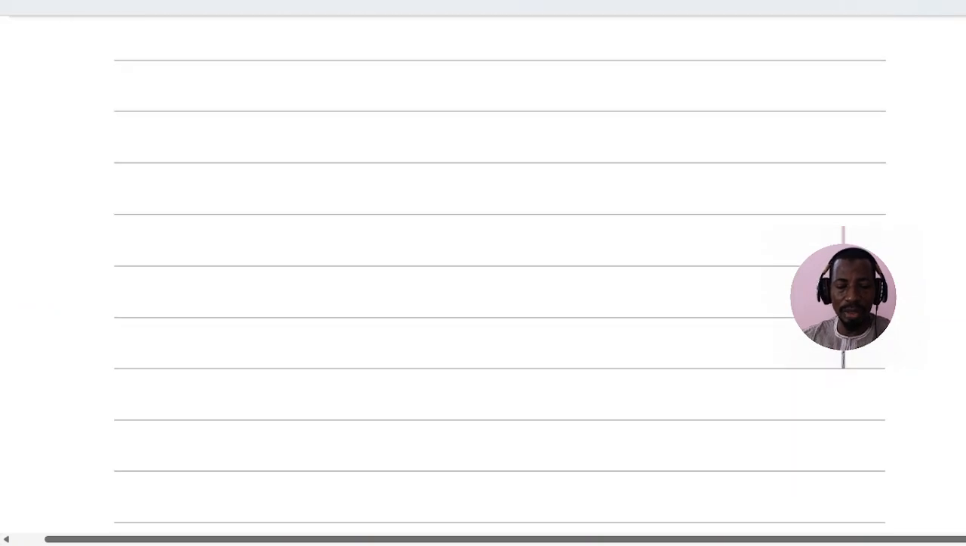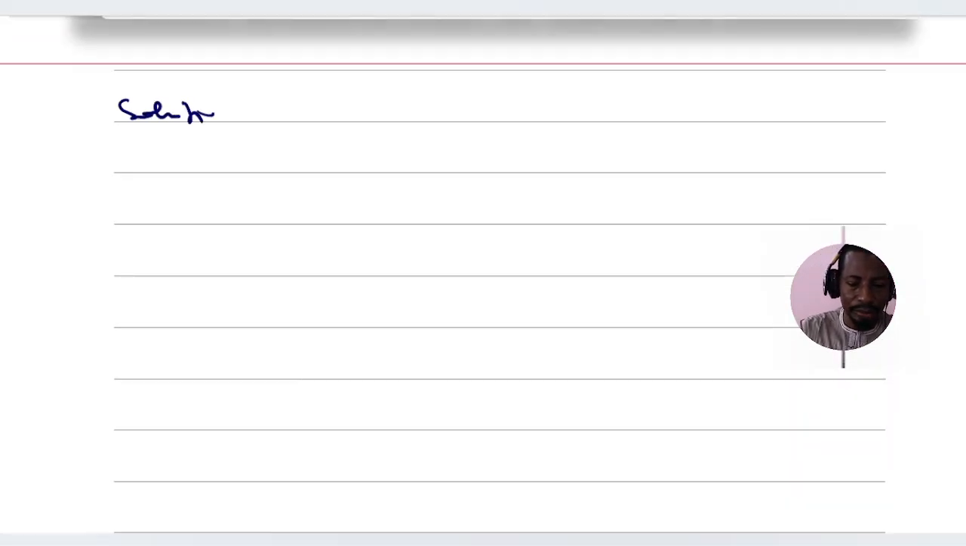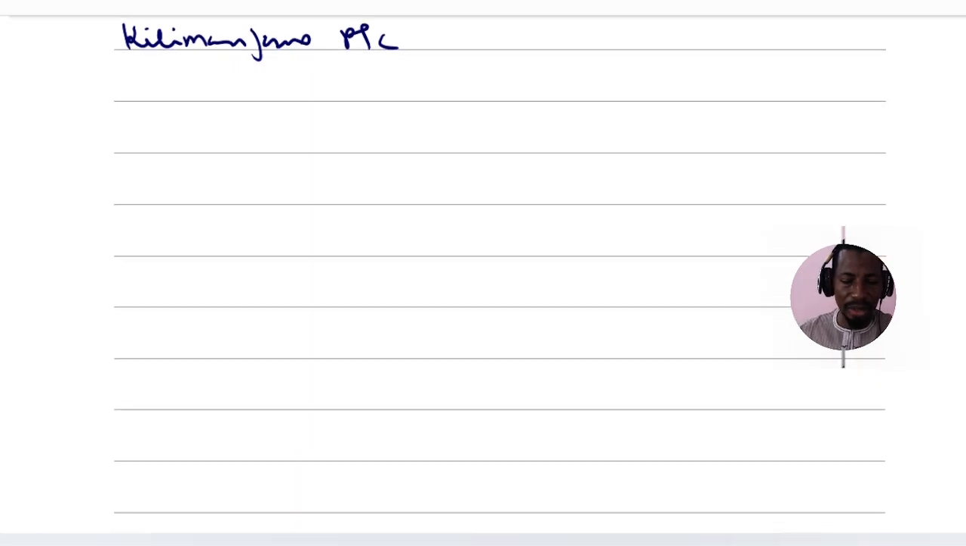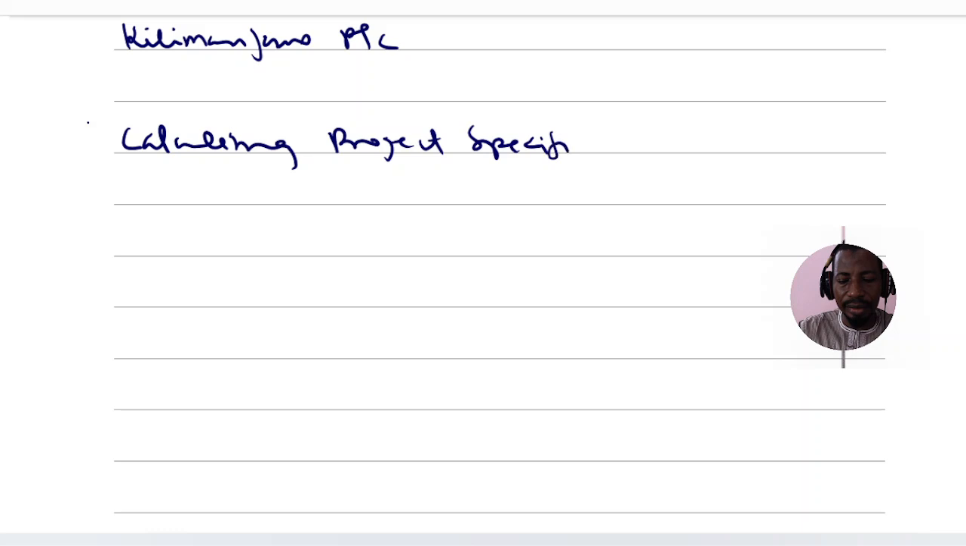So let's solve the question straight without wasting time. Solution. The name of this company is Kilimanjaro. So Kilimanjaro PLC is the main company. Step 1 for calculating project specific cost of capital. So I can write: calculating project specific cost of capital.